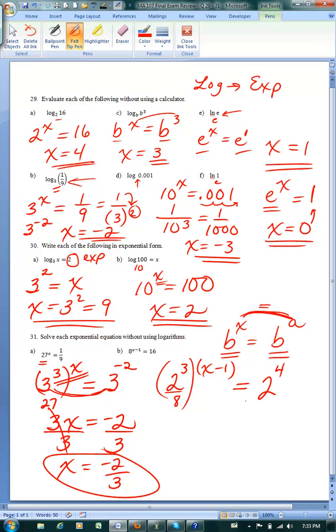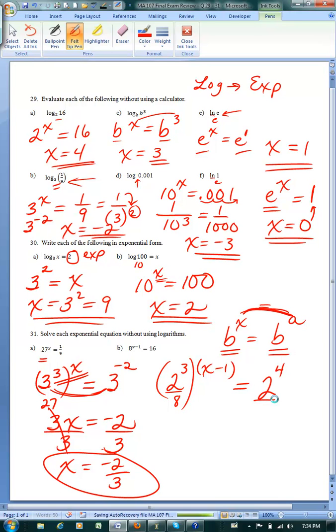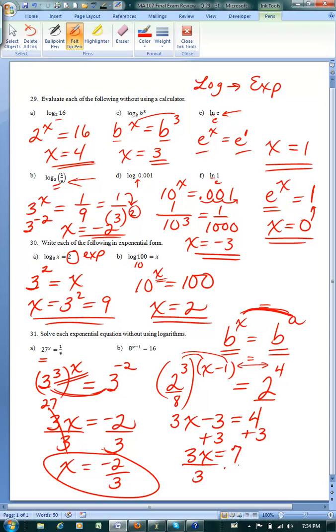When I have the same base, as I do here, the base is 2, on both sides of the equation, then I can set these exponents equal to each other. Let's distribute inside the parentheses to get 3x minus 3 equals 4. I can add 3. 3x equals 7. Divide by 3, and x equals 7/3.